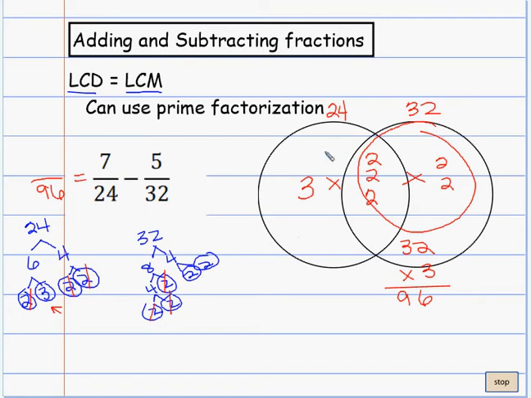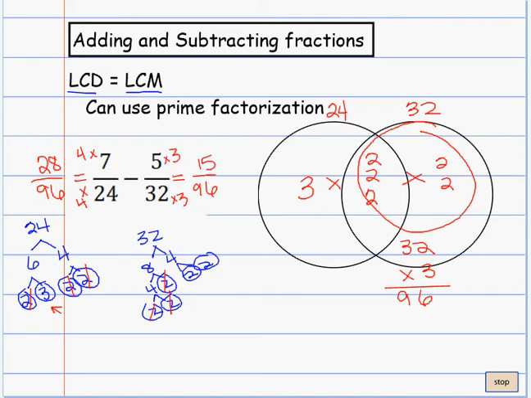Okay, so again, look at your Venn diagram, because this circle over here is 24. So you can exclude all these numbers. What do you have to multiply it by? So what is not in the 24 circle would be times 4. So this is times 4, and this is times 4. So 7/24 is the same thing as 28/96. Now 32, we just did this, 32 times 3. So 5/32 with the denominator of 96, you multiply times 3, and you get 15/96.